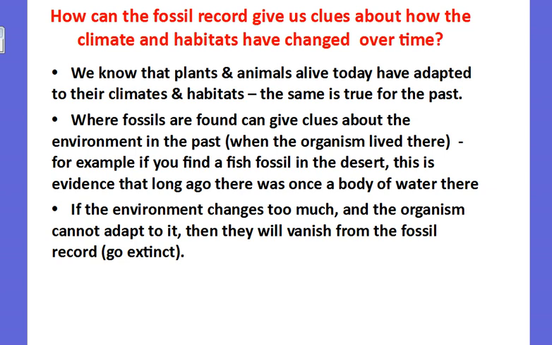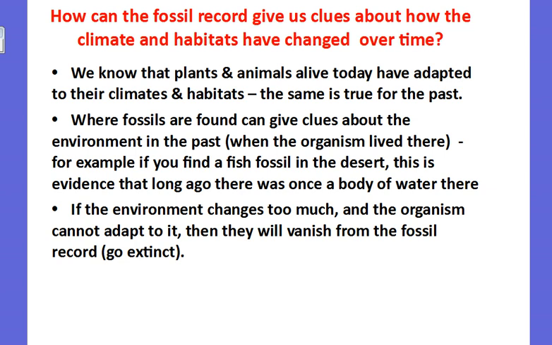Some of the things we talked about is how can the fossil record give us clues about how climate and habitats have changed over time. Well, we know that plants and animals alive today have adapted to their climates and habitats, and the same is true for the past. So, where we find fossils can give us clues about the environment in the past when the organism lived there. For example, we talked about this in class, if you find a fish fossil in what is now a desert, this is evidence that long ago there was once a body of water there.